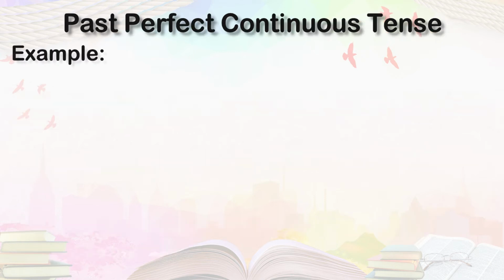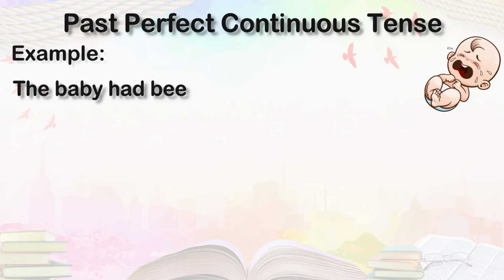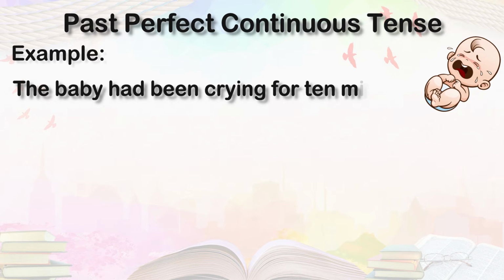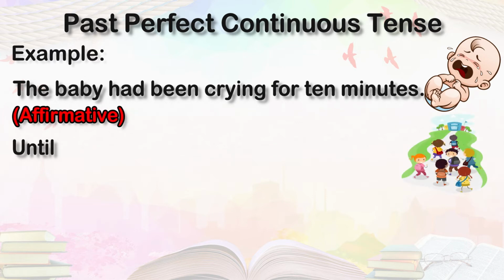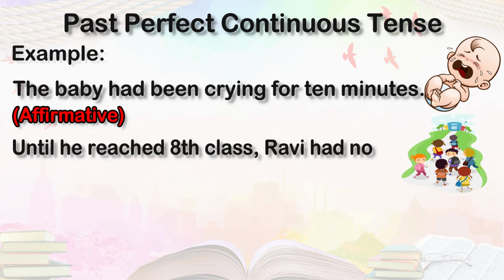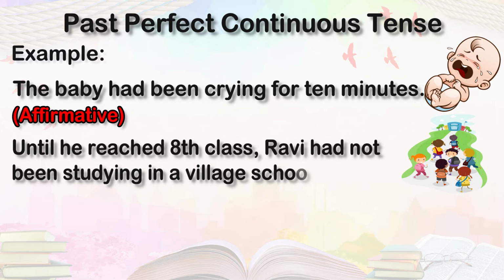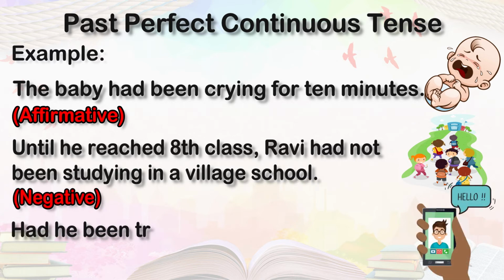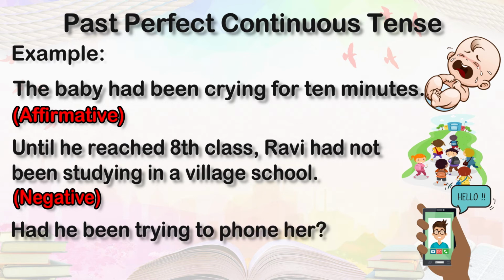For example, the baby had been crying for 10 minutes. Until he reached 8th class, Ravi had not been studying in a village school. This is the negative form. Had he been trying to phone her? And this is the interrogative form of past perfect continuous tense.